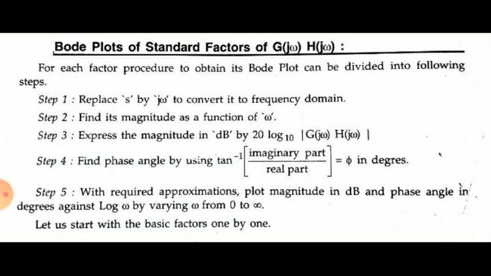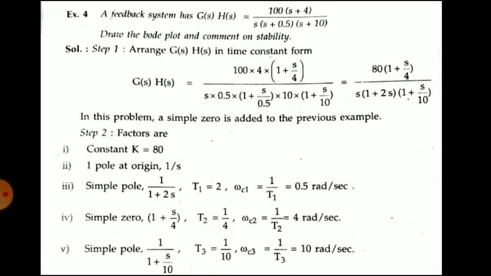and find the phase angle by using tan inverse of the imaginary part upon the real part. So that is the phase angle. Determination of phase angle, that is phi in degrees. That is the formula that we have to use, tan inverse imaginary part upon real part. Then with required approximations, plot magnitude in dB and phase angle in degrees against log omega by varying omega from 0 to infinity. So let us start the basic factors one by one.